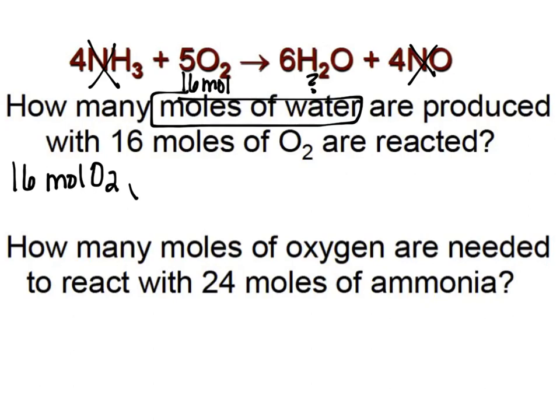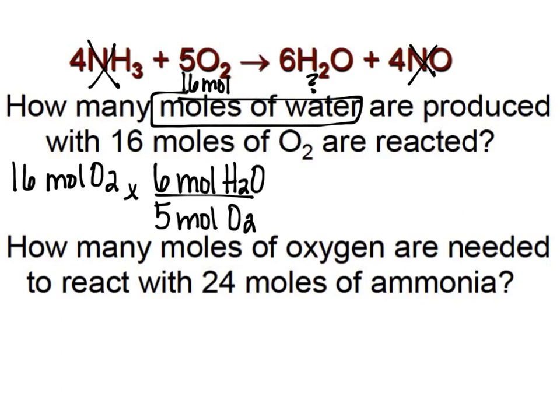The next thing we need is our conversion factor. Our conversion factor to moles goes to the coefficients. Our given is on bottom and our unknown is on top. So what's the coefficient in front of our unknown? 6 moles of H2O for every 5 moles of O2.